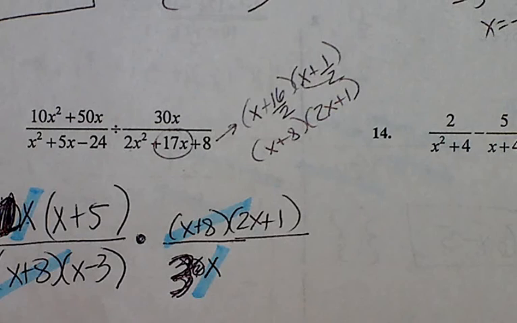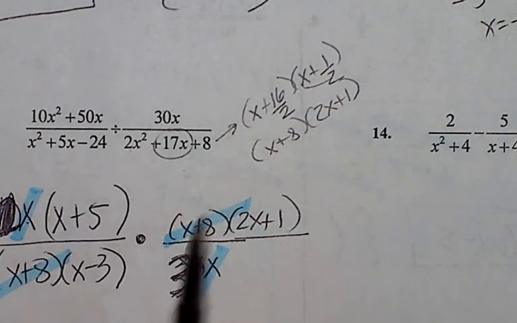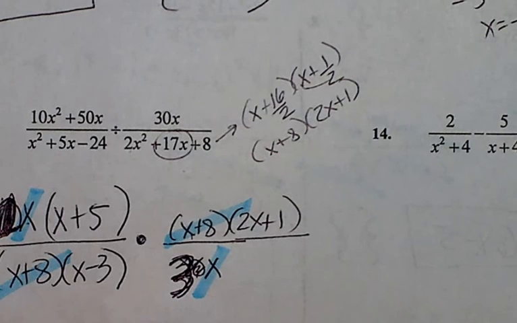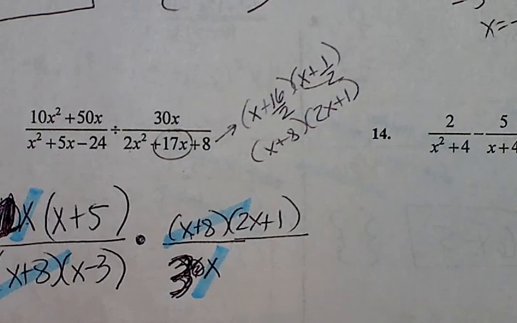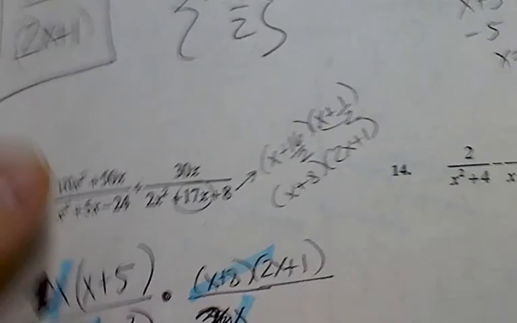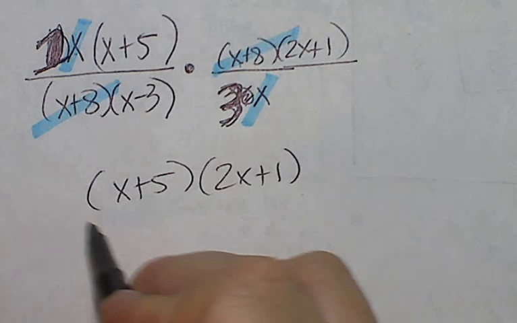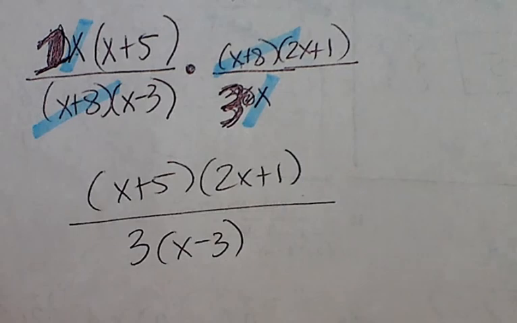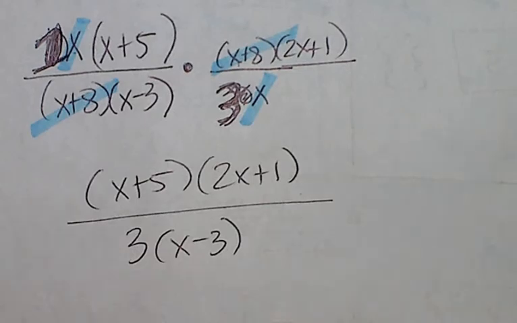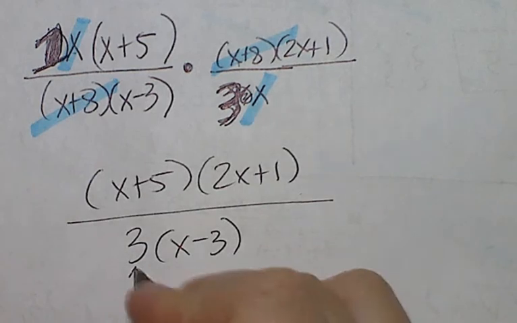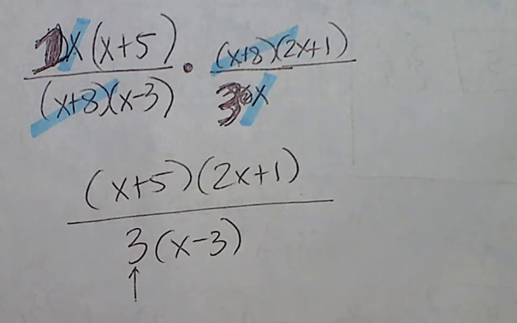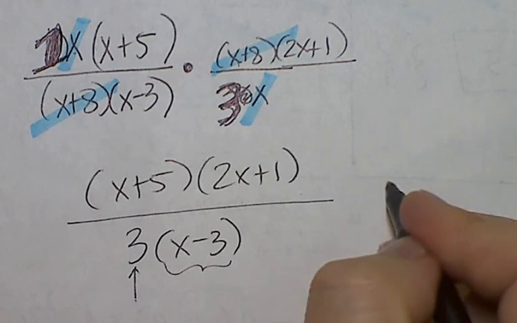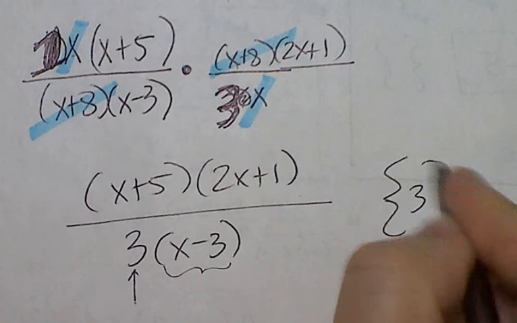So on top, I have 1 times 1 times 1, and then I have these two groups of x plus 5 and 2x plus 1. If you want to write a 1 in front, you can do that. On the bottom, we have a 3 and an x minus 3. Okay, so when I look at the denominator, nothing I can do with the 3 would somehow cause the denominator to equal 0. But for this group, what could you plug in for x and this portion would equal 0? Anyone? 3. So the excluded value is 3.